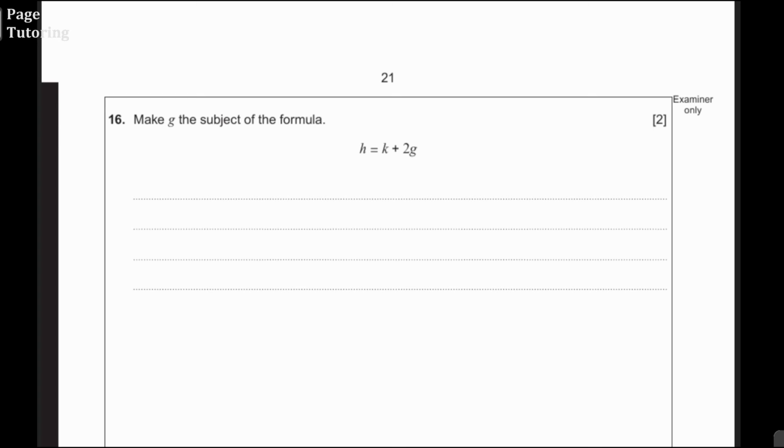Question 16. This is a nice little bit of algebra. There's 2 marks to get here. If you don't like algebra, you might straight away go, I'm not going to bother. There's not enough marks for me to waste my time here. But actually, it's quite simple.